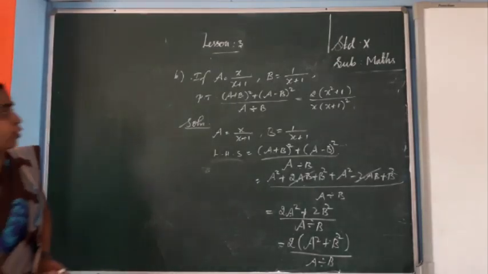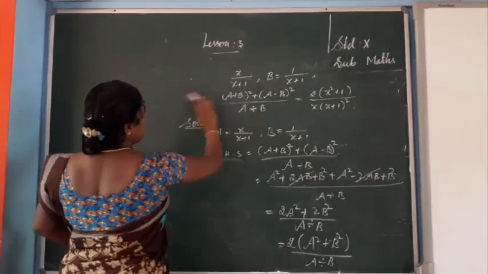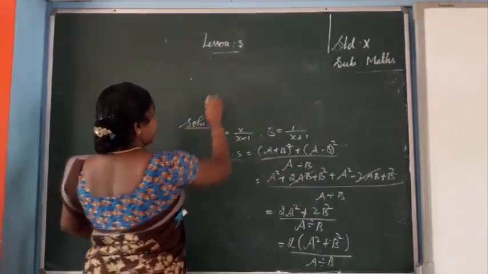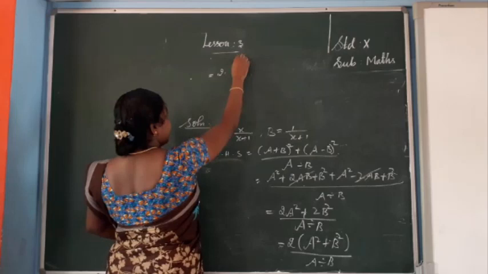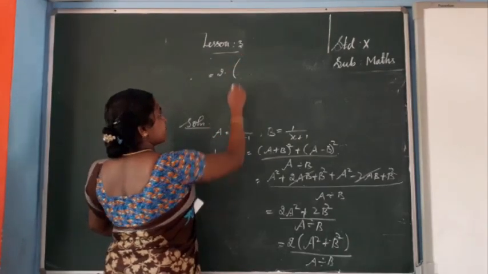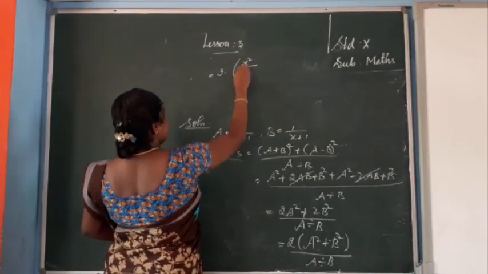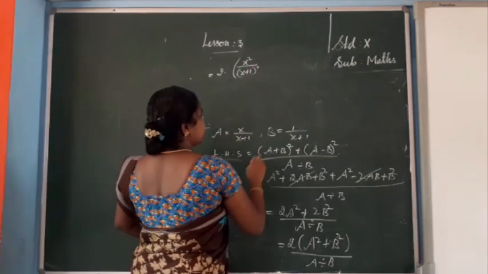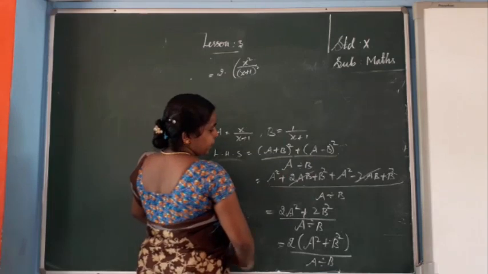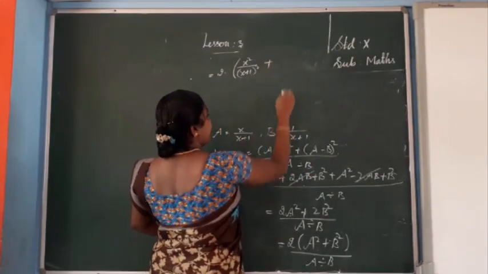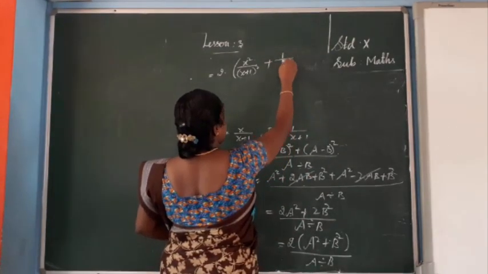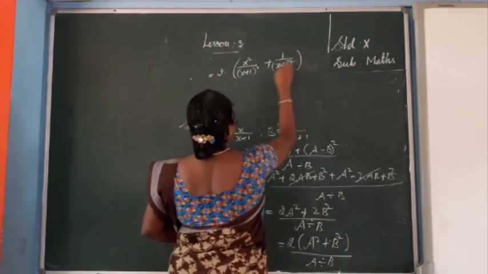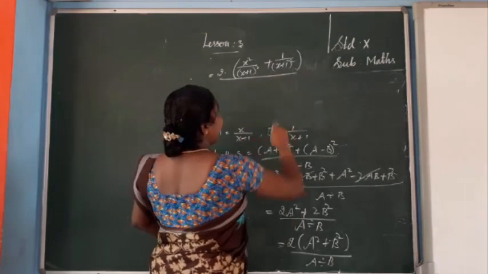A square, how to substitute the value? So 2 into a square, a value is x by x plus 1. Square the numerator and denominator: x square by (x plus 1) the whole square. Next, plus b square, b value is 1, so 1 square means 1, so 1 by (x plus 1) the whole square. Divided by a by b.